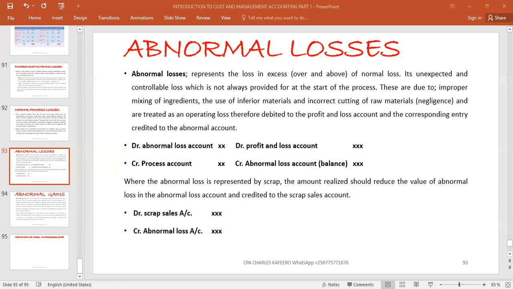We can go to the next video and watch how we can be able to get the abnormal gains and all of that. When you're done with this, I'm going to put a practical question that is going to be combining the abnormal losses, abnormal gains, and the normal losses. So we shall be having only one question that will be having everything together, so that we can be able to appreciate what we've been discussing in the theoretical aspect.